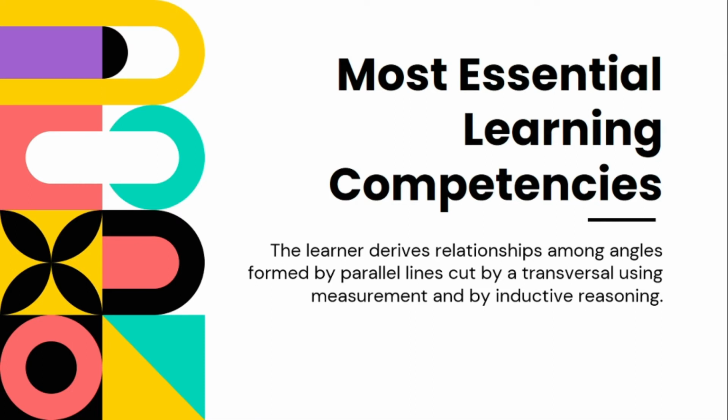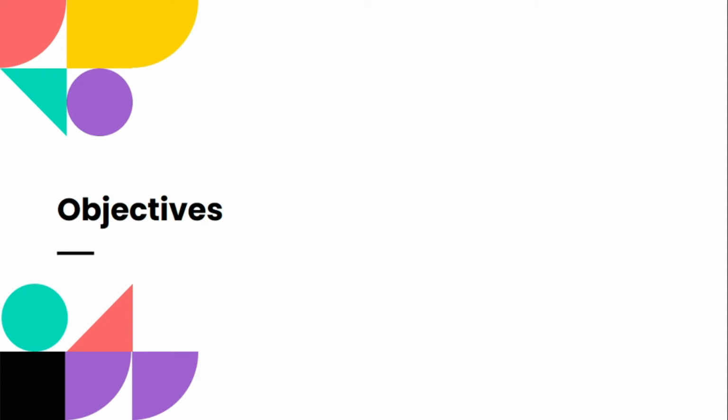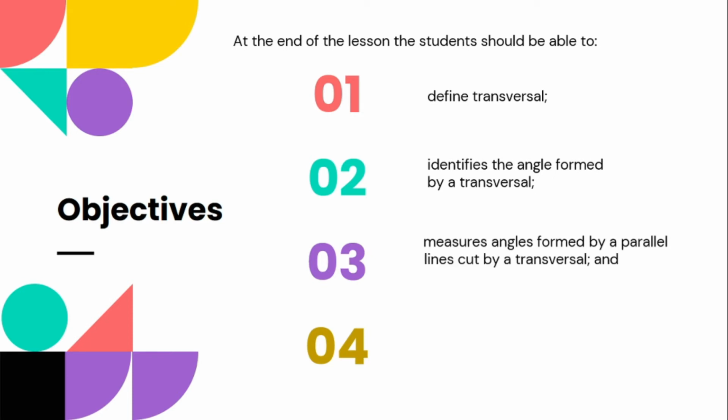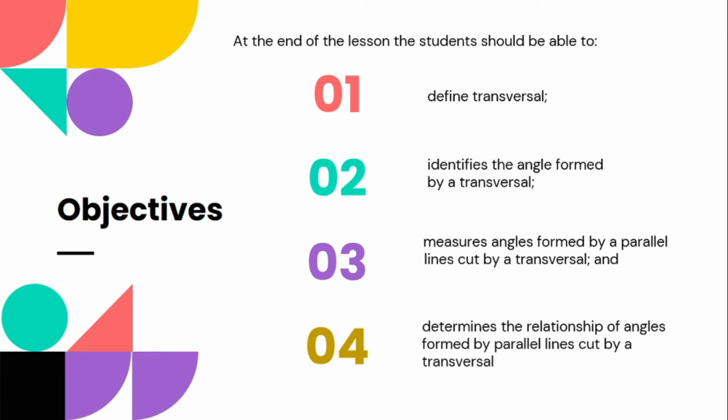Now, for our objectives, we have at the end of this lesson, the student should be able to, first, define what is transversal, second, identify the angles formed by a transversal, third, measure angles formed by parallel lines cut by a transversal, and last is to determine the relationship of those angles formed by parallel lines cut by a transversal. So those are the 4 objectives for this video.